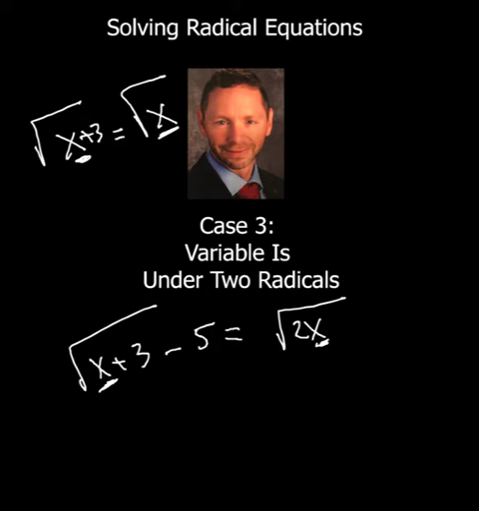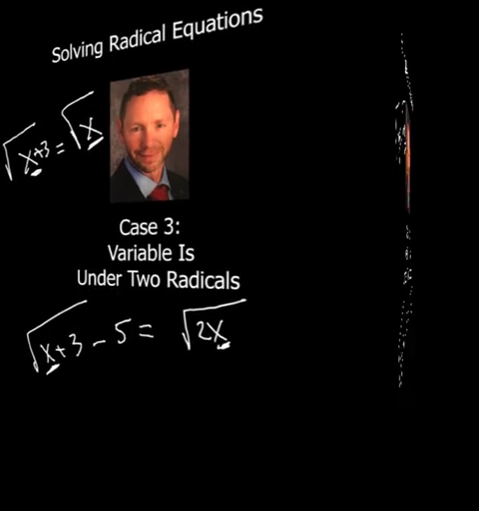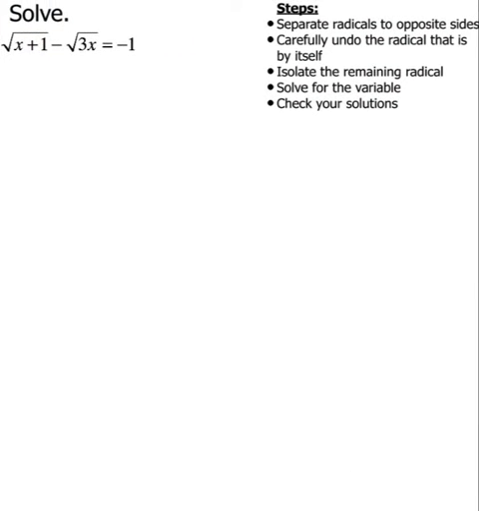All right, so anyway, let's go ahead and take a look at our first example. Now check this one out. Every time you solve these, you're going to take a look at these several steps here. You're going to separate the radicals to opposite sides of the equal sign. So when we have this first one right here, square root of x plus 1 minus square root of 3x equals -1, you'll see that both radicals are on the same side. And we don't want that. We want them to be on opposite sides.